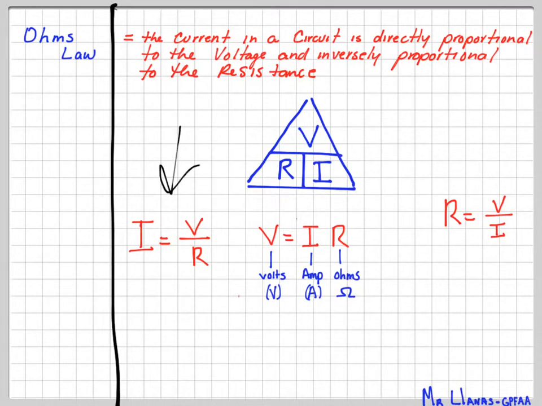If you look at this formula, you see that the current is proportional to the voltage and inversely proportional to the resistance. What that means is that if you increase the voltage on this circuit, then you're going to increase the current. And if you increase the resistance, then you're going to decrease the current, because they're inversely proportional. And that's what that means. So again, remember that triangle so that you can use it for your problems, and you don't have to remember three formulas.